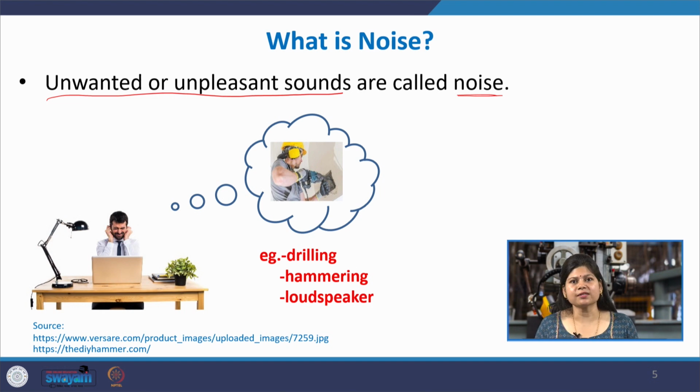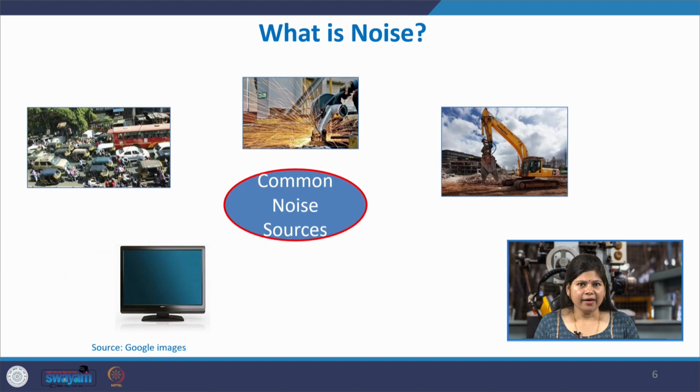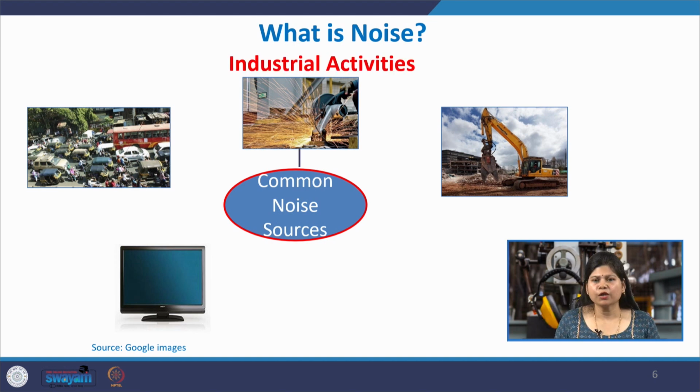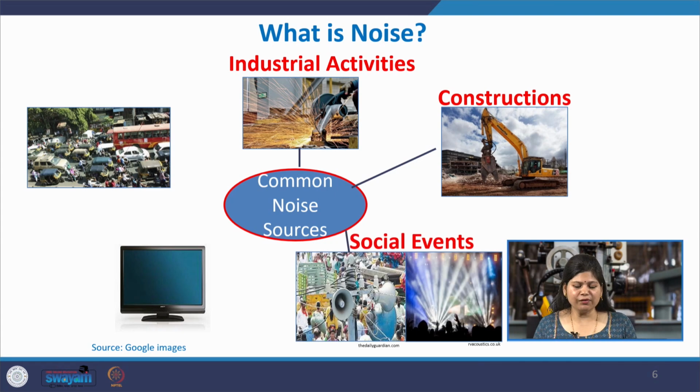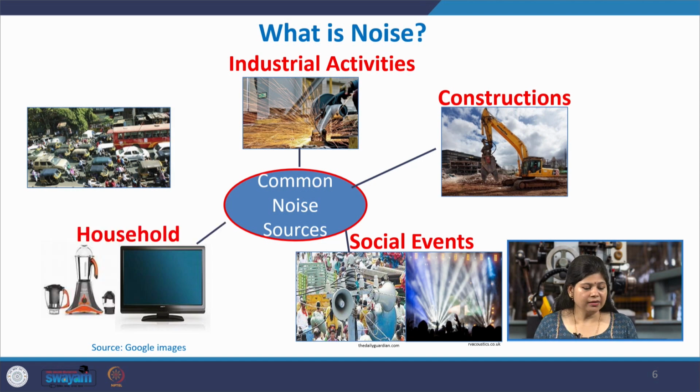And for most of the cases, when humans are doing some activity, anything that disturbs them becomes a noise. So let us see some common noise sources. You have various industrial activities, drilling, construction, building activities. Then you have got the various social events, especially the events that are happening at night when you are trying to sleep. Then the household appliances can also create noise, and the transportation, especially if you are residing next to a busy street or a busy market area, then the transportation creates a lot of noise.